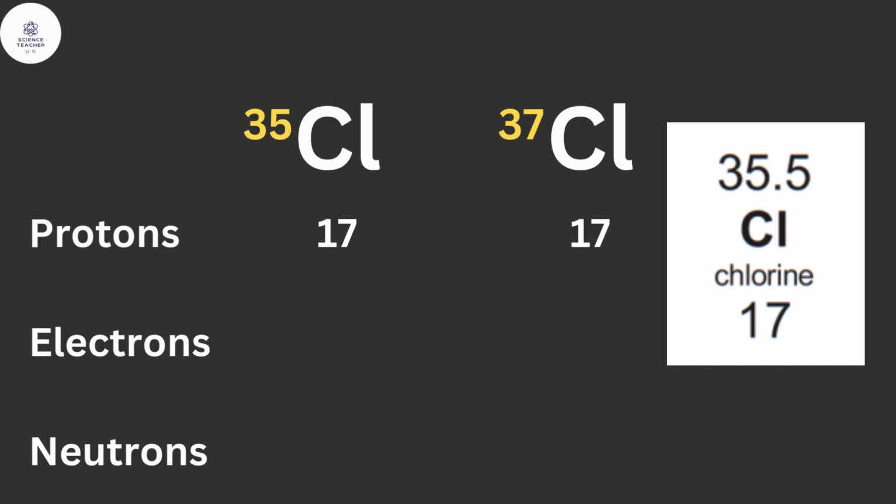They both have 17 protons, and they both have 17 negative electrons to cancel the charges of the 17 positive protons. So the mass of chlorine 35 is made up of 17 protons and the rest must be 18 neutrons, and chlorine 37 must have 20 neutrons to give a total mass of 37.